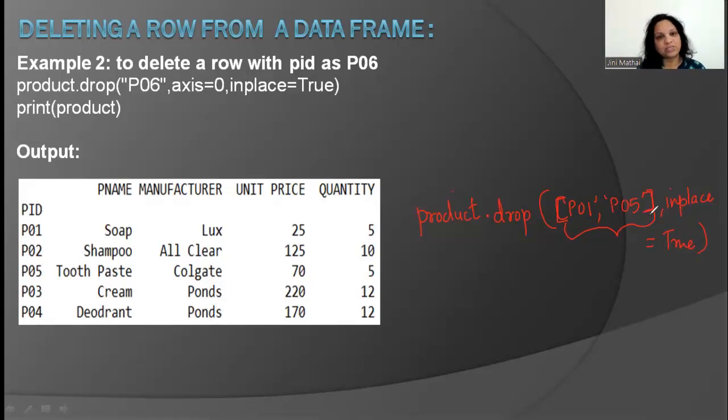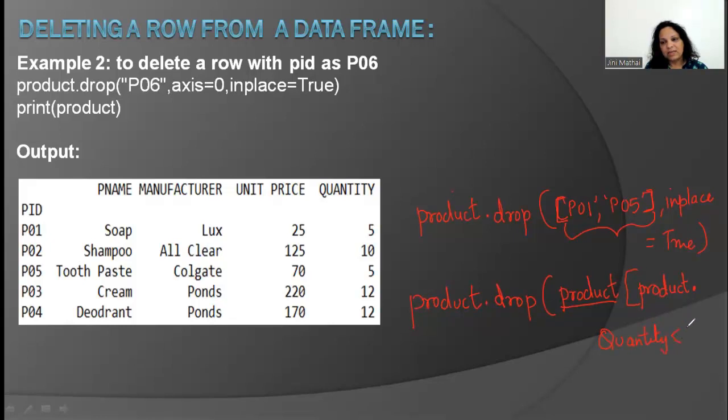Now coming back to my question: delete all the rows of the data frame where quantity is less than 10. Then what would be the right answer, rather than picking up the PIDs from the data frame? You mention that condition. So I write product square bracket. If I had told you, while displaying, display all the products where the quantity is less than 5, wouldn't you be writing this? The name of the data frame, square bracket, and the condition is what? Product dot quantity less than 5.